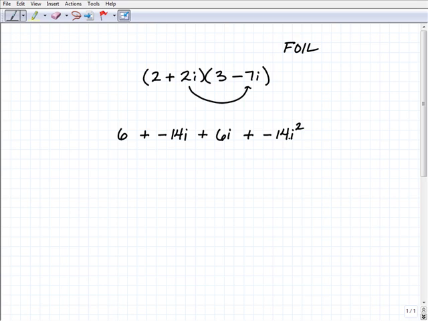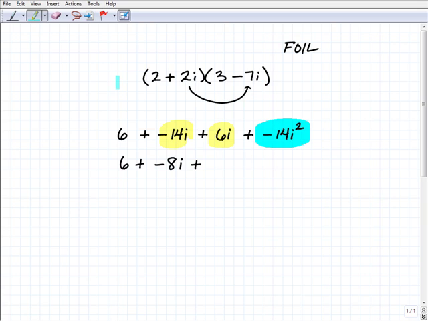All right, so now you can see we can start adding up some of these resulting products. So we had 6 plus, and we can take care of these i's here, negative 14i plus 6i. That'd give us negative 8i plus. Now what we have to do is figure out what to do with this negative 14i squared.